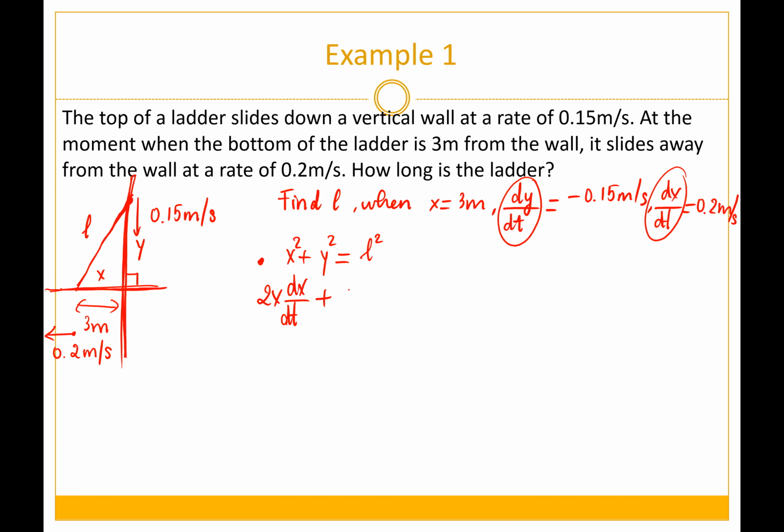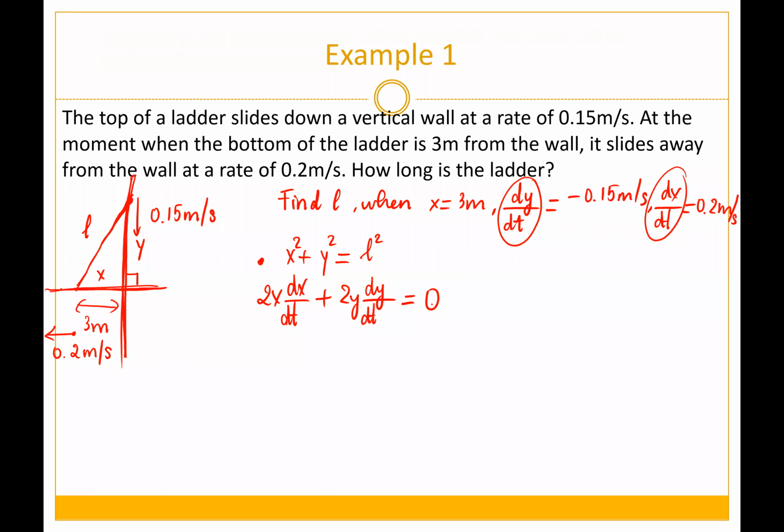When you take the derivative with respect to time, dx over dt is not going to cancel out as 1, because it's changing with time. Here dx over dt is a different quantity than dy over dt, so we have to keep them unless it's 1. If not, you cannot discard them. Then 2y dy over dt. However, the length of the ladder is always constant regardless of how fast or slow the ladder is sliding down, or even sliding up by someone pushing it. Because it's always a constant, its derivative is 0.